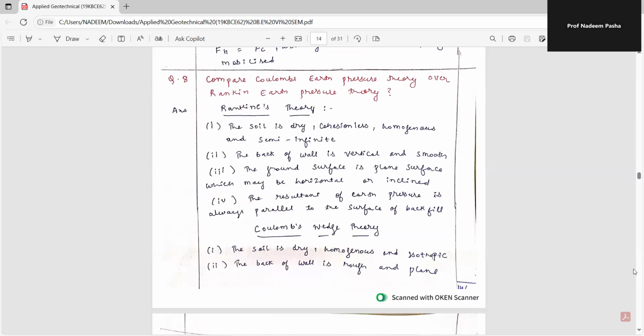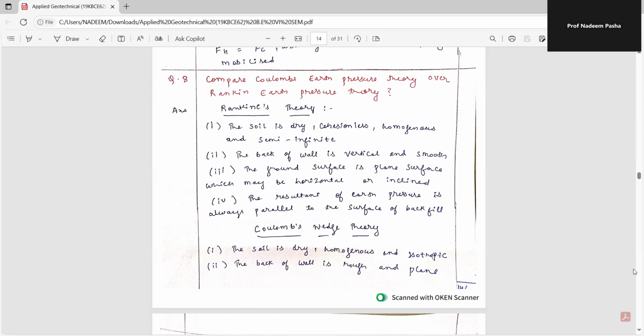Compare Coulomb's earth pressure theory and Rankine's earth pressure theory. Rankine's theory: the soil is dry, cohesionless, homogeneous, and semi-infinite. The back of the wall is vertical and smooth. The ground surface is a plane surface which may be horizontal or inclined. The resultant of earth pressure is always parallel to the surface of backfill.